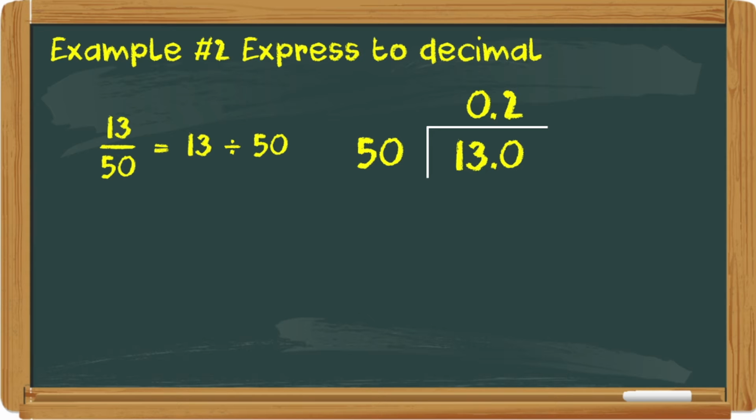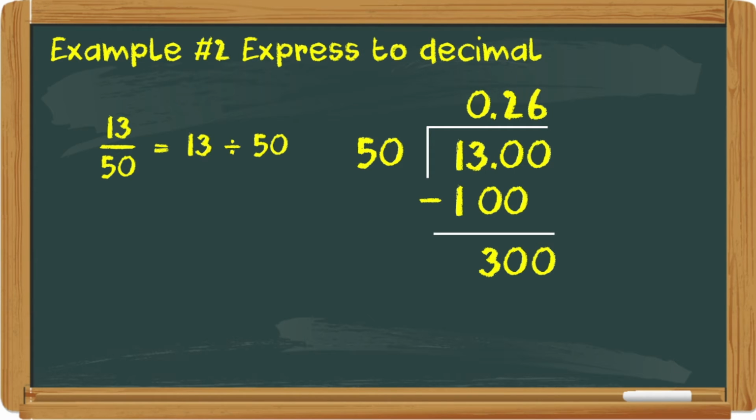2 multiplied by 50 is 100. Subtracting 100 from 130 will give us 30. We cannot divide 30 by 50. We will add 0 again. Then bring down 0. We have now 300 divided by 50, that is 6. 6 multiplied by 50, that is 300, giving us the answer 0, and we'll stop there. So the final answer now is 0.26.